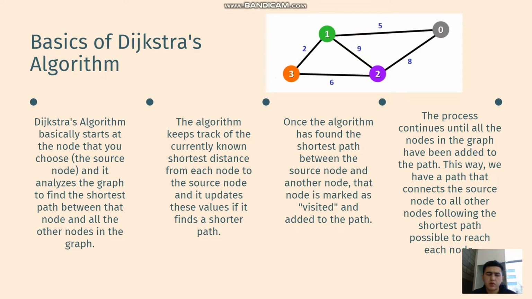Basics of Dijkstra's algorithm. I have 4 basics of the algorithm. First, this algorithm basically starts at the node that you choose, the source node, and it analyzes the graph to find the shortest path between that node and all the other nodes in the graph. And second, third, and fourth basics.